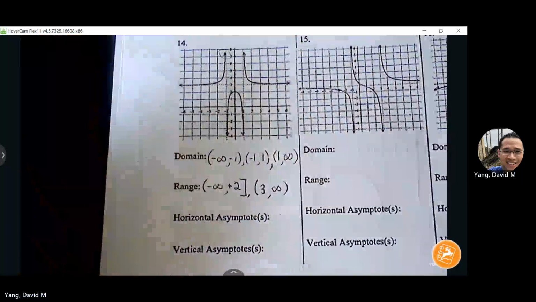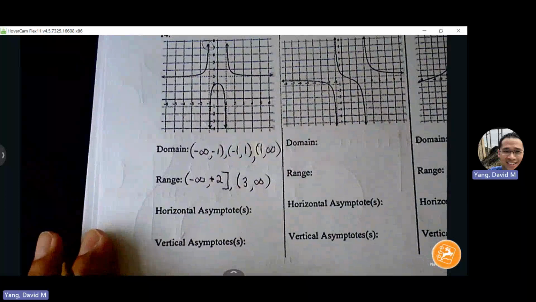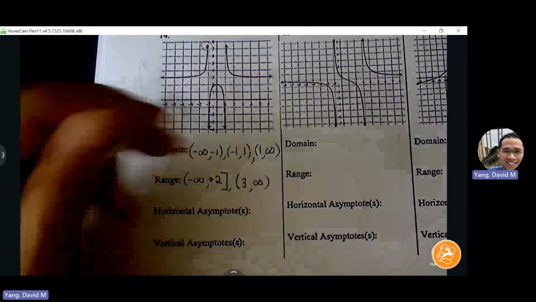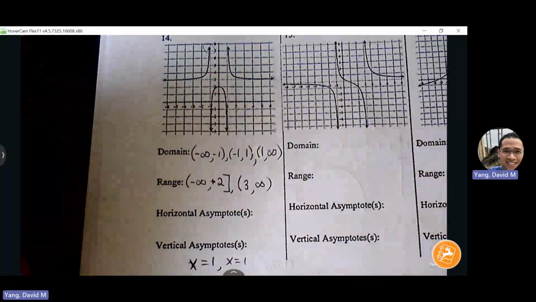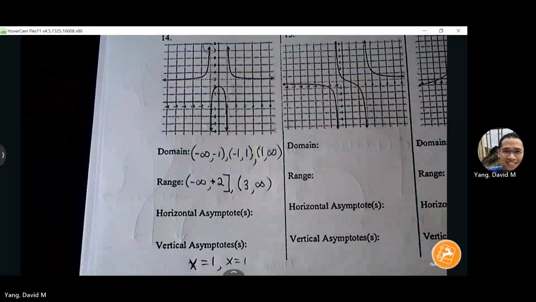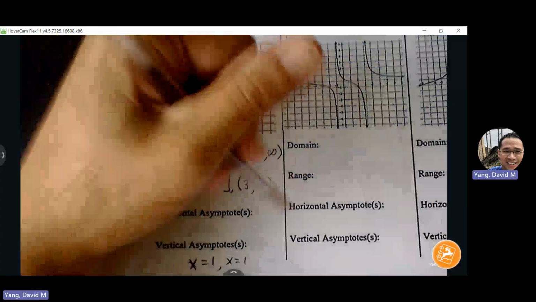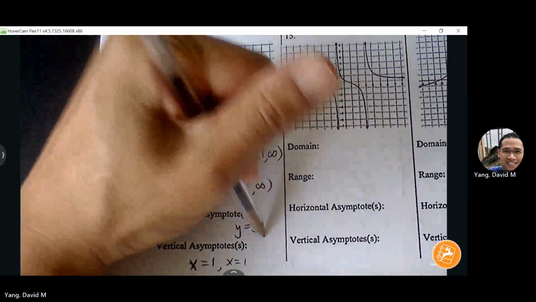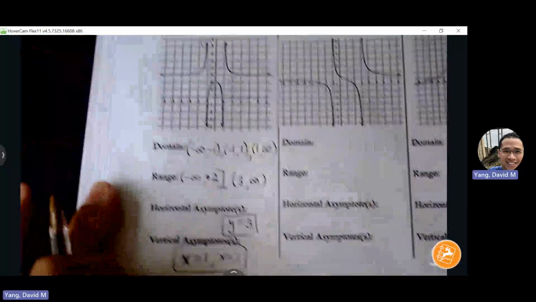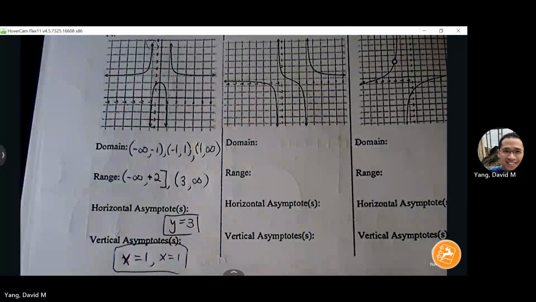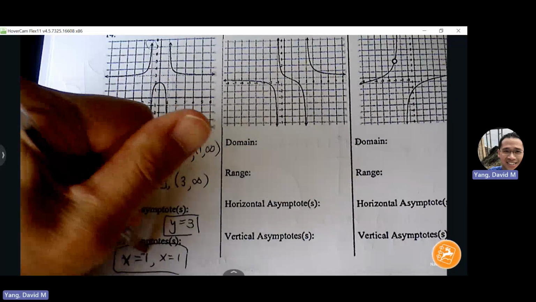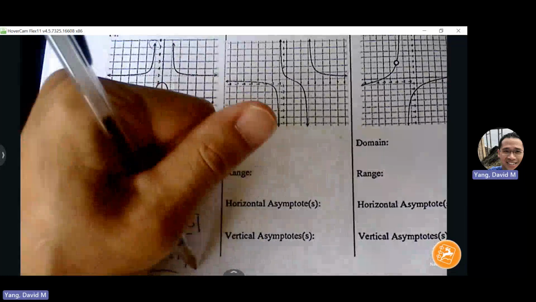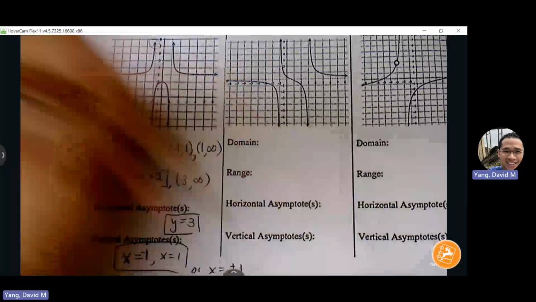Do we have horizontal asymptotes? The -1 and 1 are vertical asymptotes. So I'll say x equals 1 and x equals -1, and the horizontal asymptote is y equals 3. Make sure you indicate the variable there, since that's part of naming the equation of that line. You can write x equals -1 and x equals 1, or you can say x equals ±1. That's fine as well.